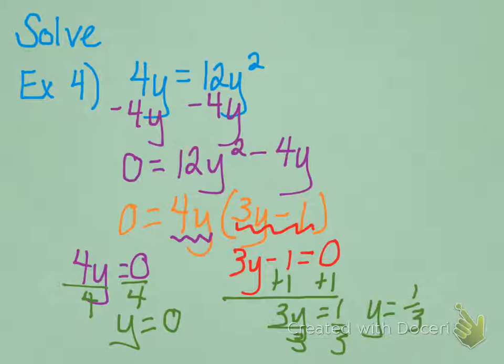Just like in the last one, you're going to write your answers in brackets. You're going to start with the smallest, which is 0. And then the next one is 1/3.